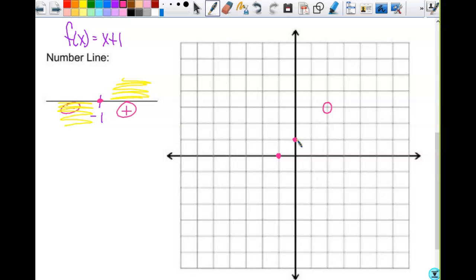So from -infinity to -1, my function's negative. Well, that makes sense. It's coming up like this, right? And then from -1 to infinity, it's positive. So if that stuff didn't match, something would be wrong.